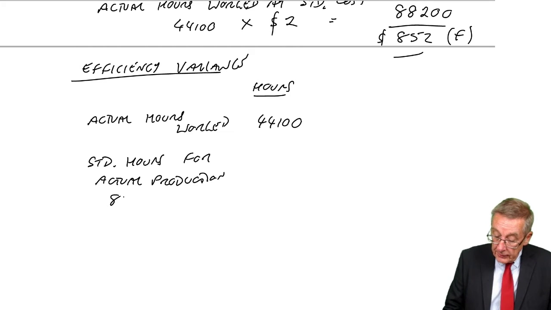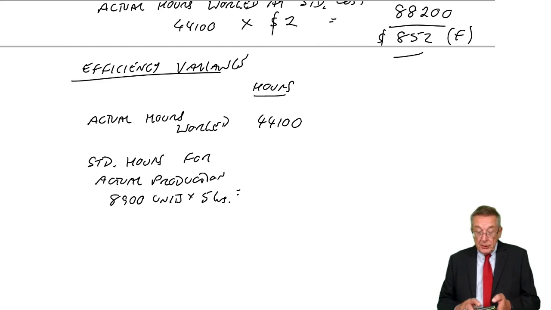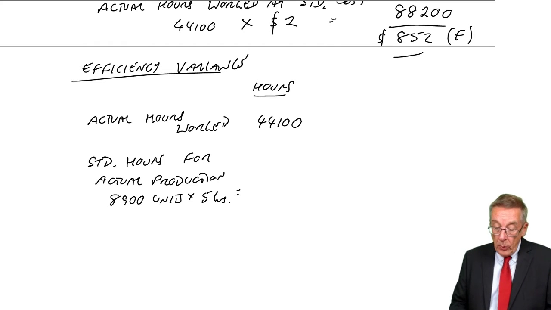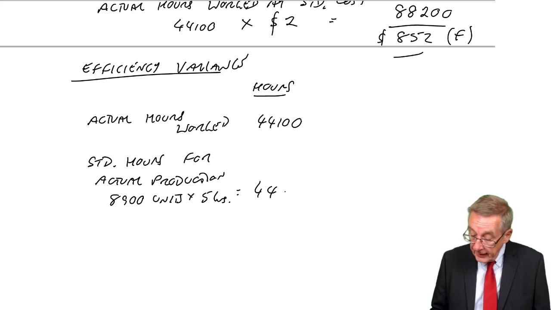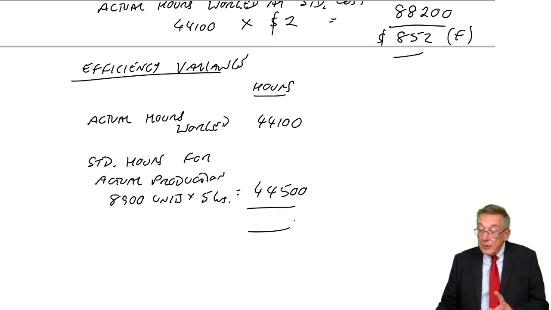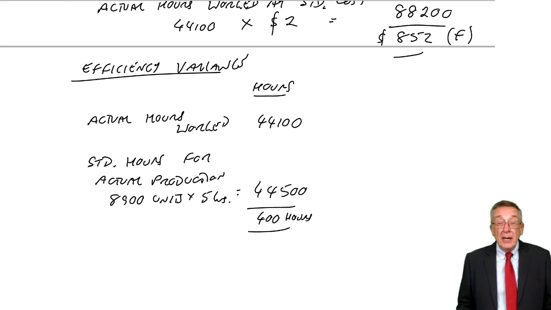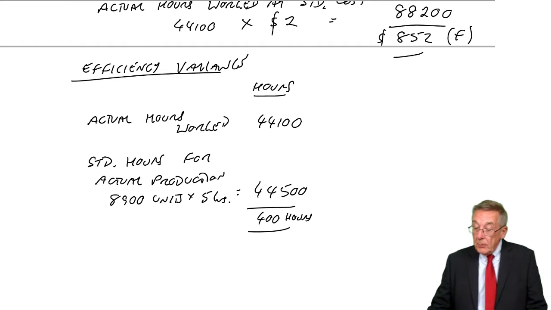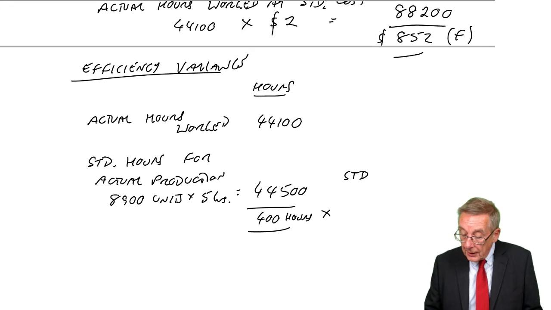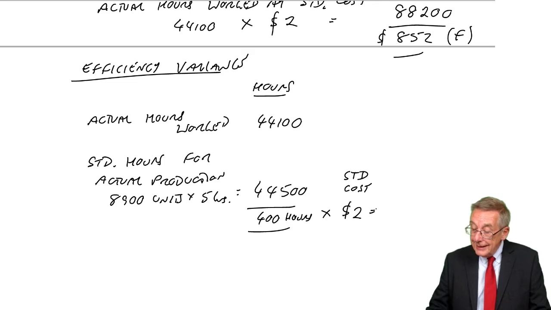We produced 8,900 units. Each unit should have taken 5 hours of work, so we should have worked 44,500 hours. Again, we worked a bit faster. We've saved money. We've saved 400 hours. And how much money would that have saved us? Well, at standard cost per hour, from the cost card for variable overheads, $2, it would have saved us 800.